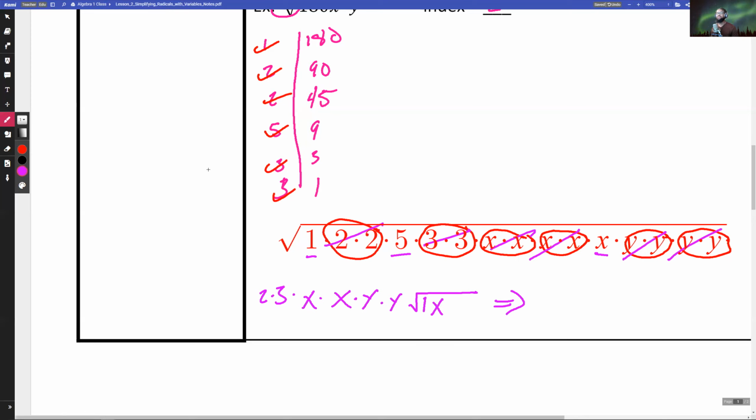We have a 2 times a 3, which is a 6. Then we have X times X. X times X isn't going to be 2X because that would be adding them. This, however, is going to be X squared, X raised to the power of 2. And then we have this Y times Y, which will also be Y squared. And then we got to keep that radical. Square root of, did I really write 1X? That shouldn't be 1X. That should be 1 times 5, which is 5. That should be 5X. Okay, that was a mistake.